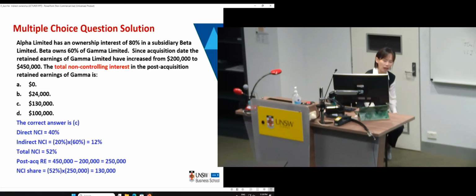Now, does it make sense to you now? Okay, so look at the requirements very carefully. Whether they ask for the share of post-acquisition equity or the share of the equity, for example retained earnings, at the reporting date. Only DNCI, remember that, only DNCI receives a share of the pre-acquisition equity of the subsidiary.